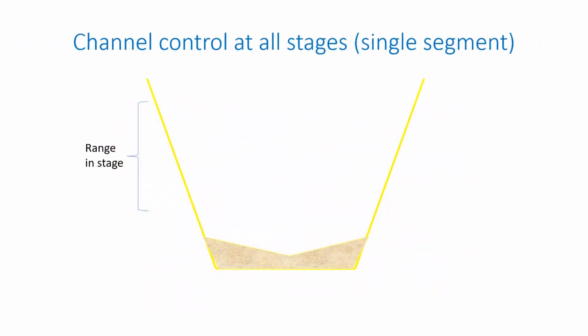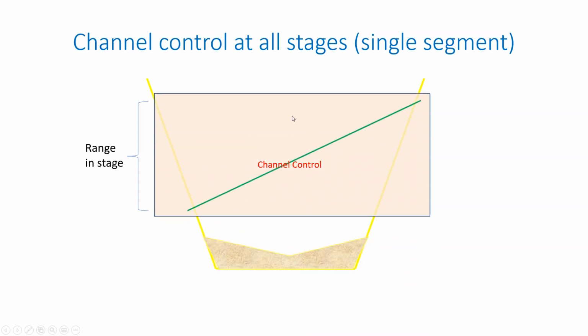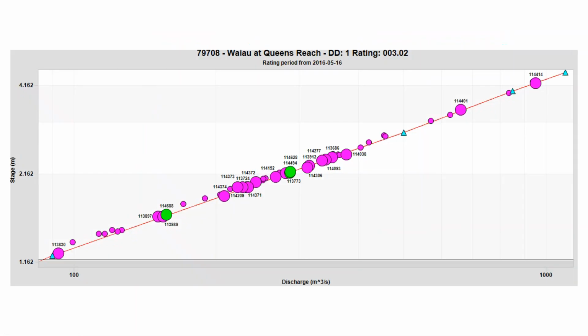So let's have a look at this in a diagrammatic form. Channel control at this stage, this is just a channel control. It's a single section. Even though there's a section control here, the range of stage is always up in the channel. So we say this river would be in channel control. It never gets down low enough to be affected by the section control. And this is how it would look. Our rating curve would just be a nice straight line, one slope in the log in Aquarius, which we'll see later. This is a site that has a channel control only, no section control effect. So it's just one straight line.